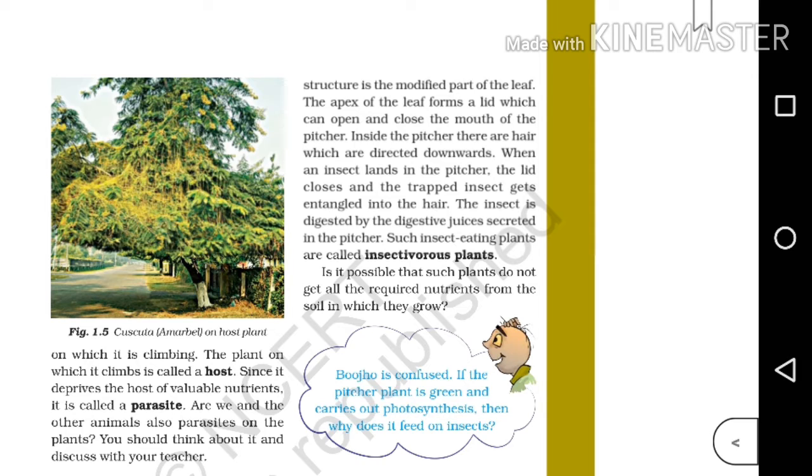Inside the pitcher, there are hairs which are directed downwards. When an insect lands in the pitcher, the lid closes and the trapped insect gets entangled in the hair. The insect is digested by the digestive juices secreted in the pitcher. Such insect-eating plants are called insectivorous plants. Is it possible that such plants do not get all the required nutrients from the soil in which they grow?